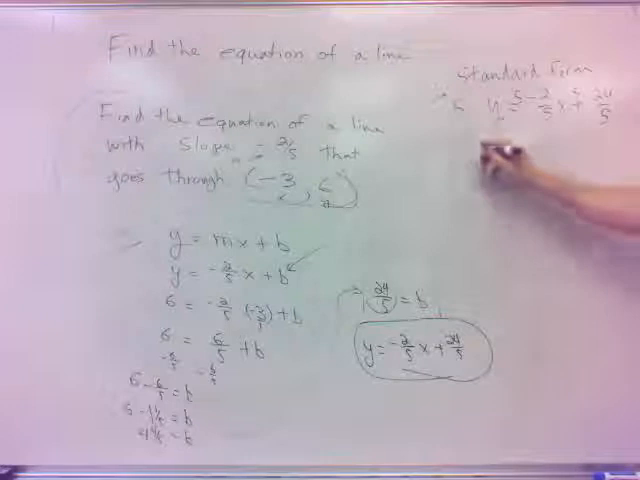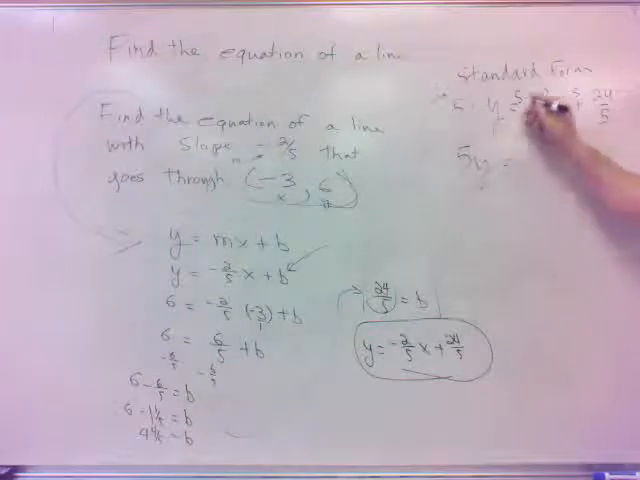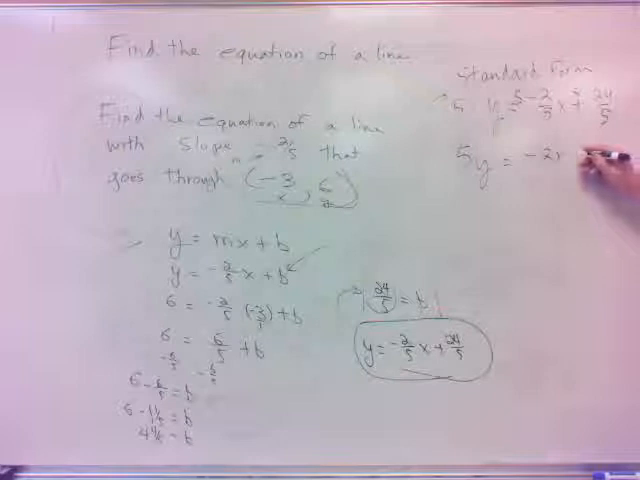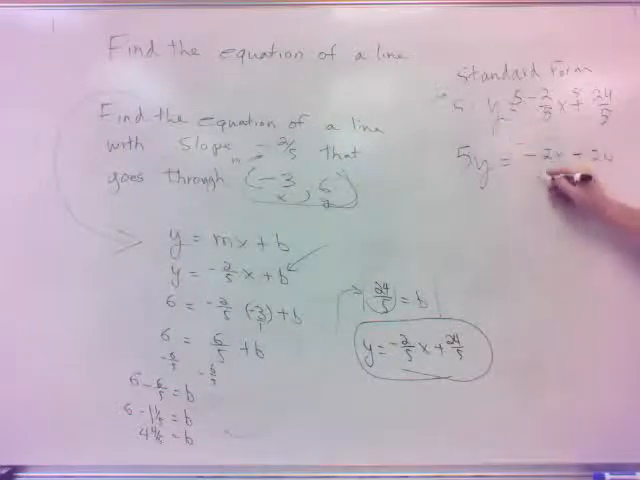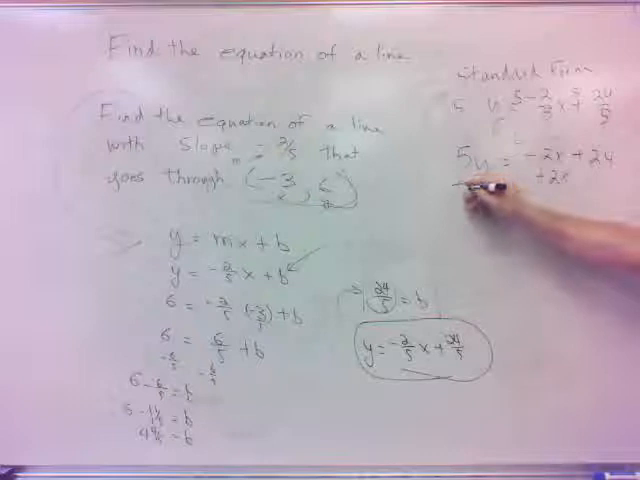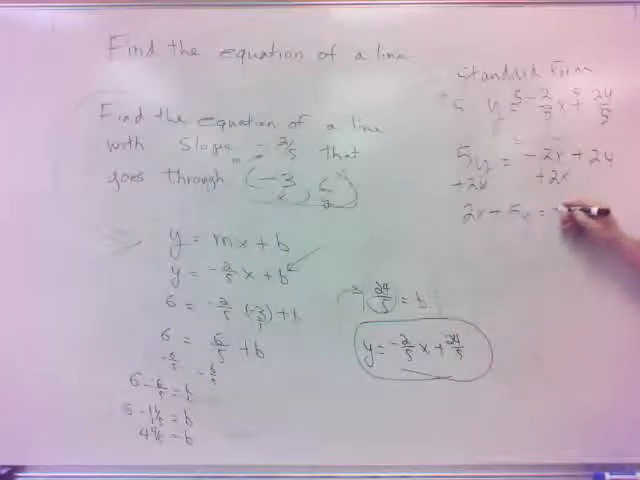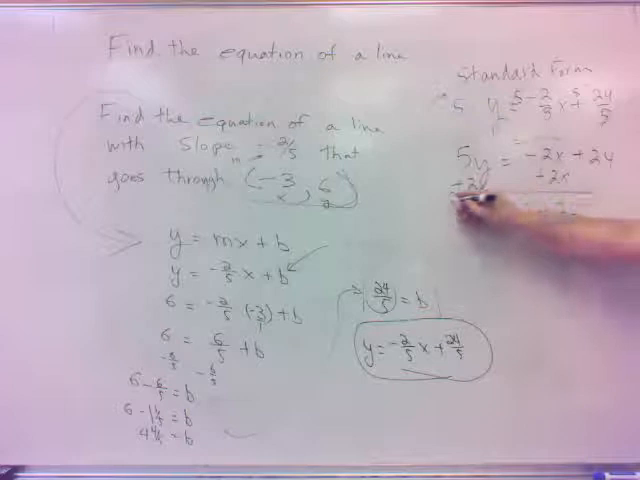Every part there by 5, so that'd be 5y equals, and that part the 5's cancel, so that'd be negative 2x, and that part the 5's cancel, so that'd be 24. Then all I have to do is move the x term over just simply by adding it, right? So we get 2x plus 5y equals 24 is my standard form, if they ask for that form.